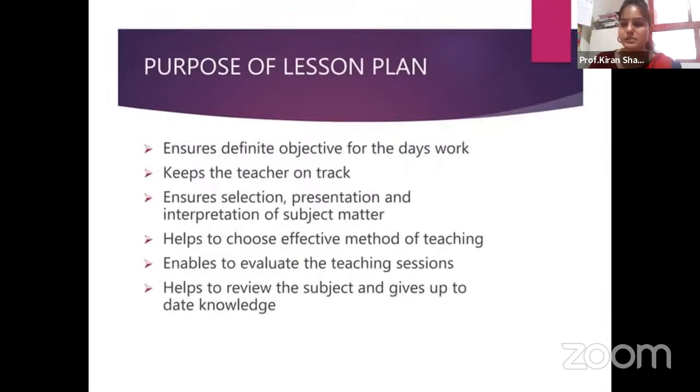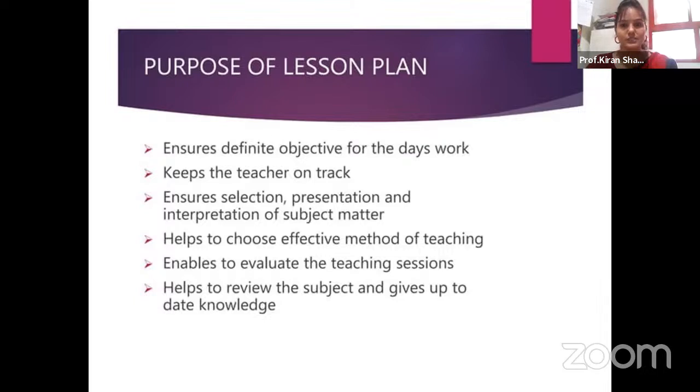So what is the purpose of a lesson plan? It ensures definite objectives for the day's work. What we have to do in the coming days, those objectives we plan through a lesson plan. It keeps the teacher on track, meaning the teacher should not go away from the track. It ensures selection, presentation, and interpretation of the subject matter, and makes for proper understanding and explanation of the subject matter.